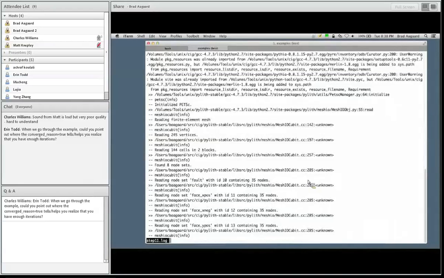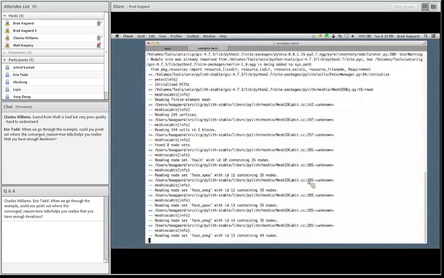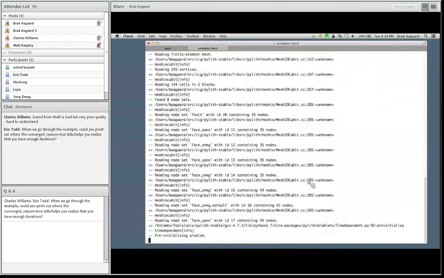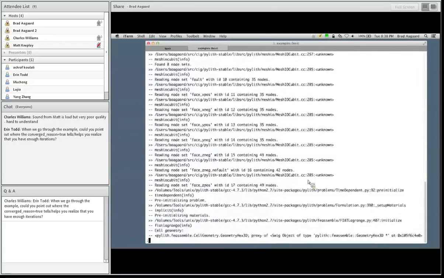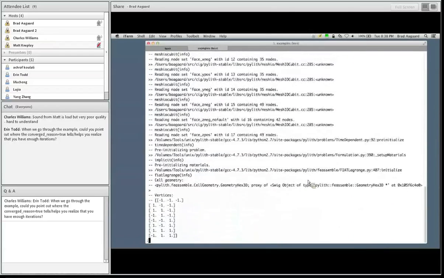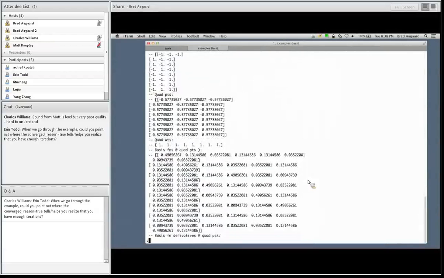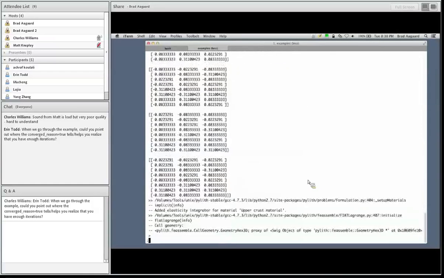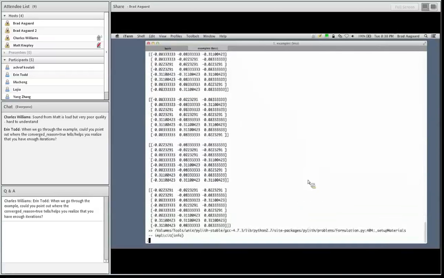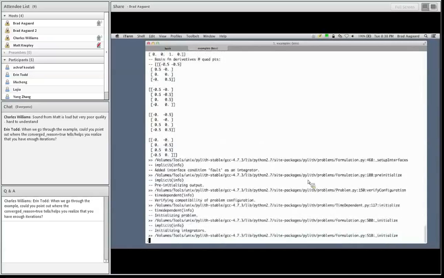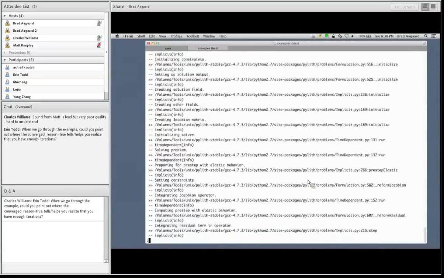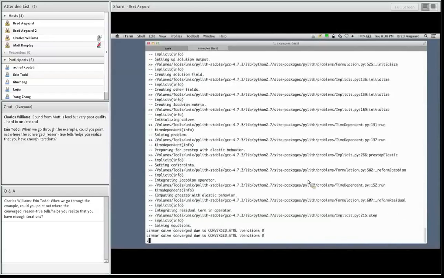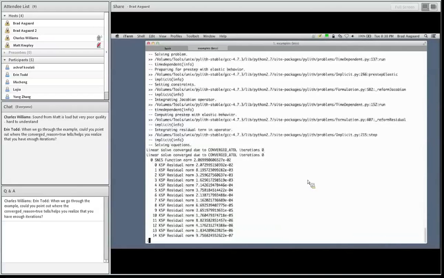Let's look at the log file. It has our usual reading all the information in, and tells how many node sets we read in. There's our quadrature information. So let's scroll down. This is all the same stuff that we see when we're initializing. Here we see solving equations.